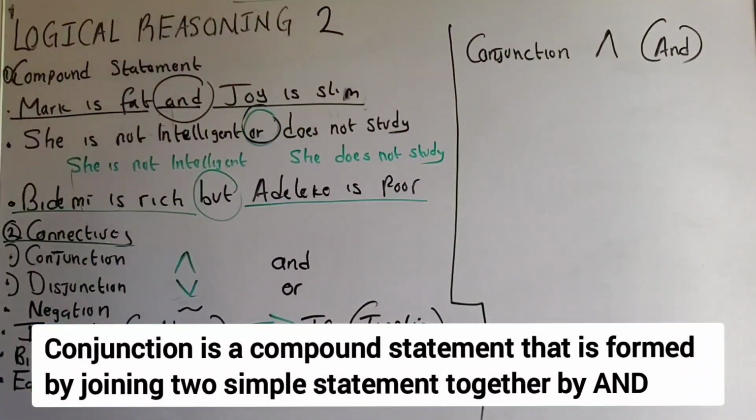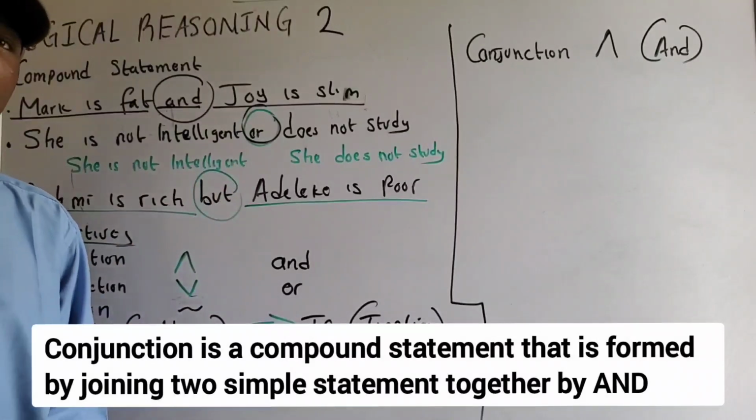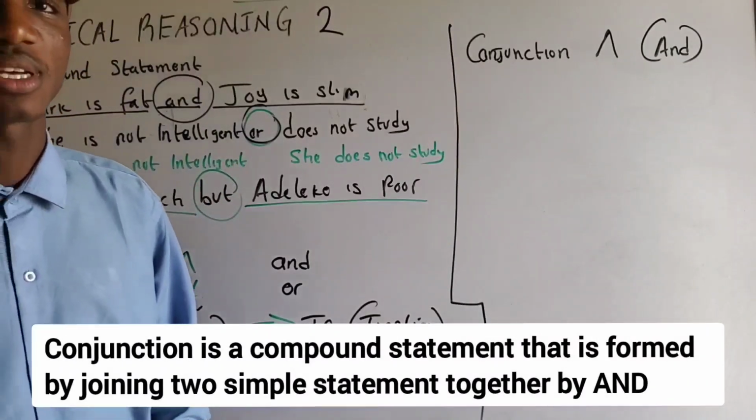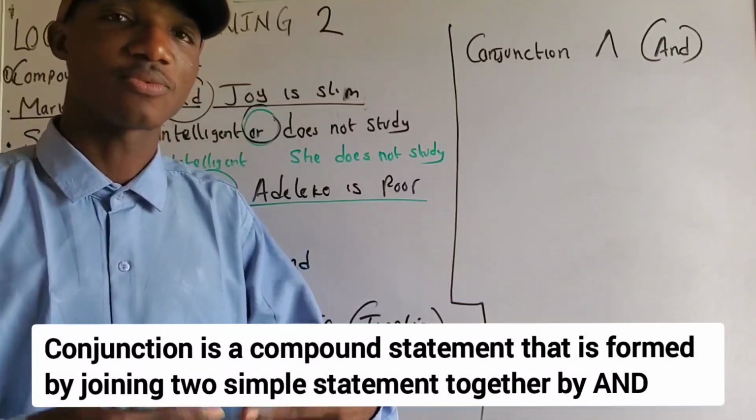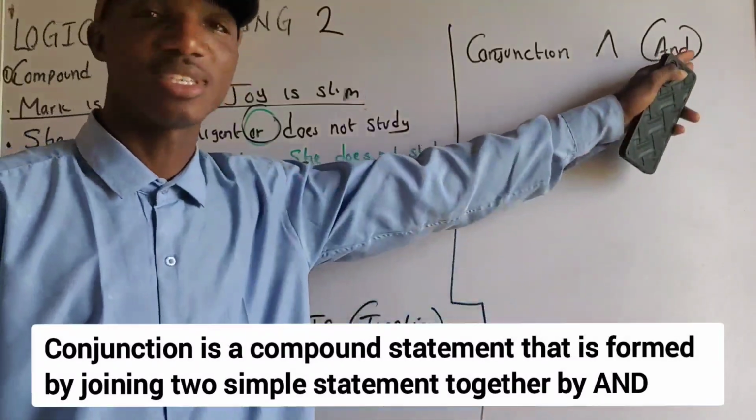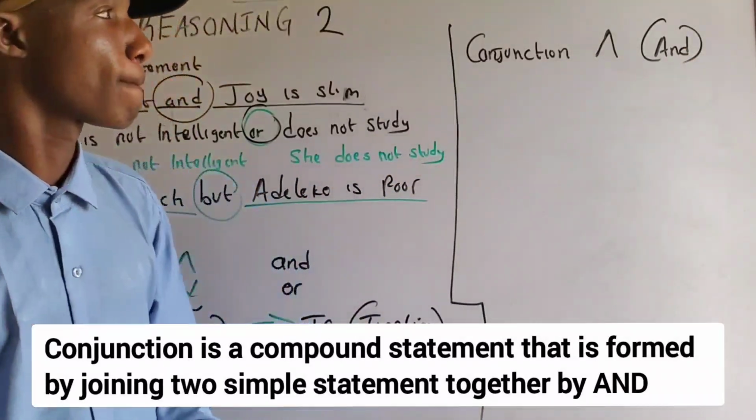Now, what exactly do you mean by conjunction? Like, when you hear the word conjunction, what can you say about it? Conjunction refers to a compound statement that is formed by joining simple statements by and. Are you getting what I'm trying to say? That is, we have a compound statement that we can call conjunction if what connects the simple statements that form the compound statement is and. Are you getting it? Let me explain again.